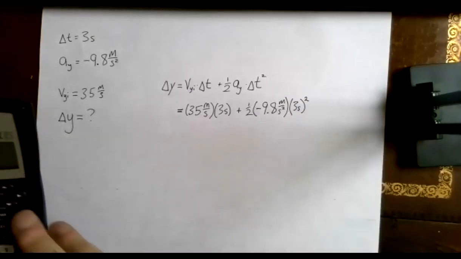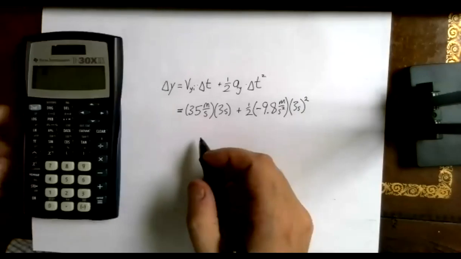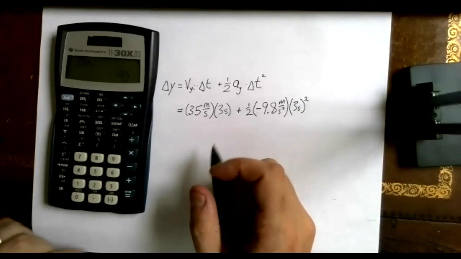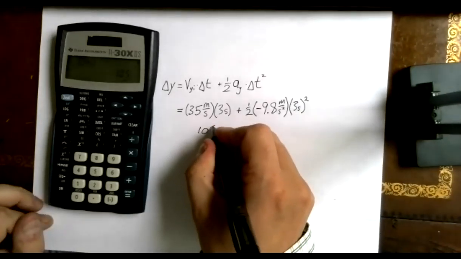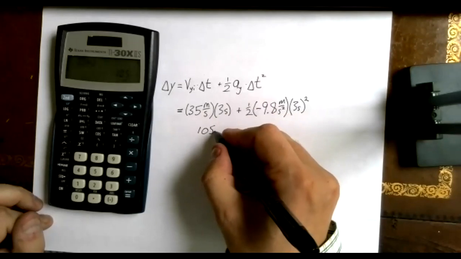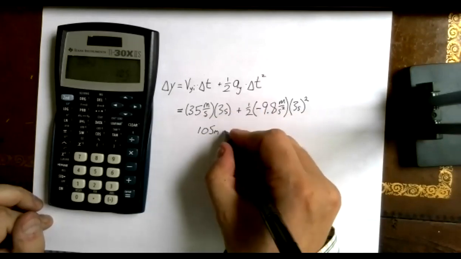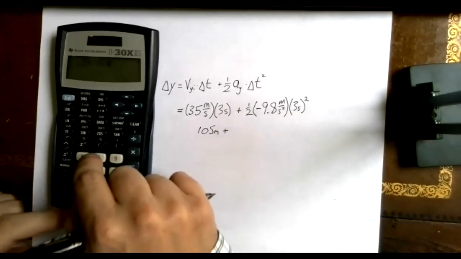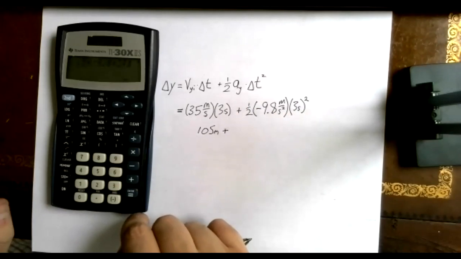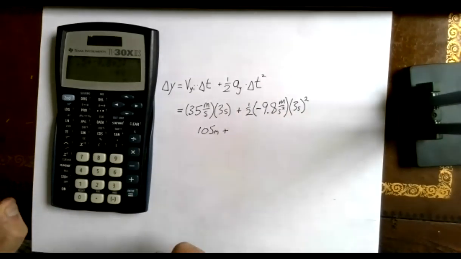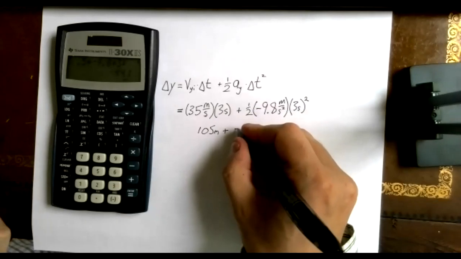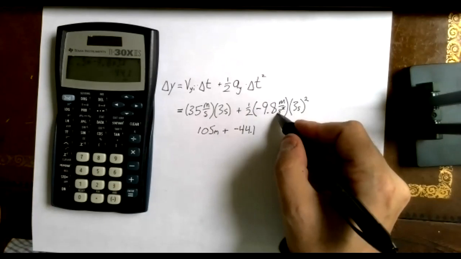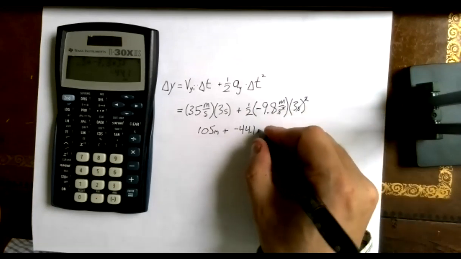All right, and you could put that all into the calculator at once, but I'll break that up into the two different terms. The first one, 35 times 3, gives us 105. And that's meters, because the seconds cancel out there. And then the second term, we do 1/2 times negative 9.8 times 3 squared. And I get negative 44.1. And that's meters as well, right? Because I've got seconds squared there, cancels out with seconds squared there.